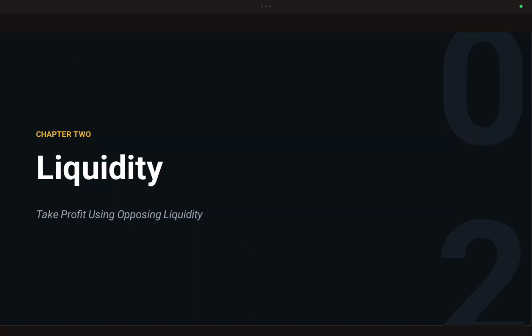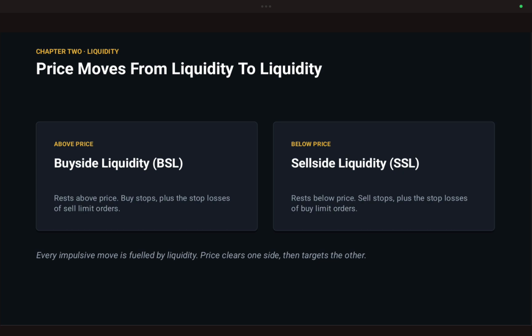All right, now let's quickly take a look at liquidity, using opposing liquidity to take profit. So price moves from liquidity to liquidity. Why we say that these things are logic based and backed with data is because price respects the logical concepts we trade. Now for liquidity, price moves from liquidity to liquidity.